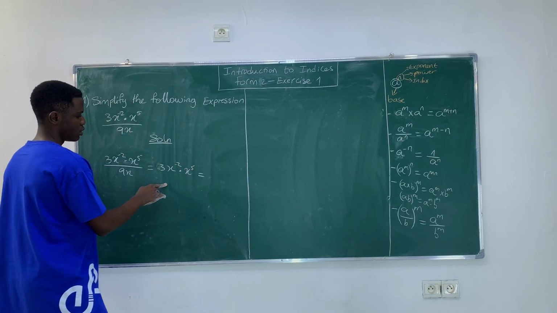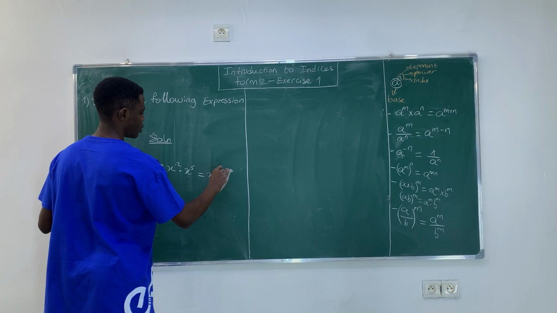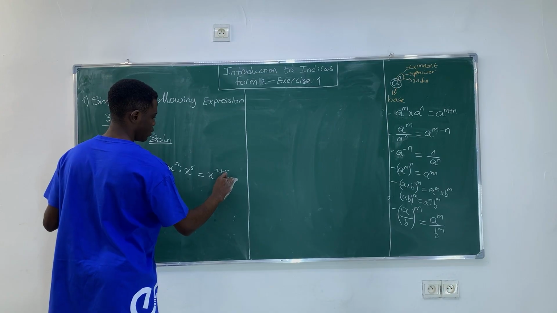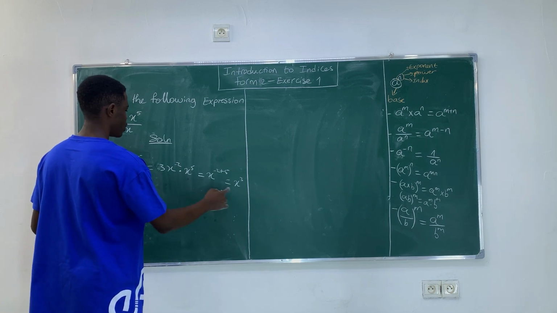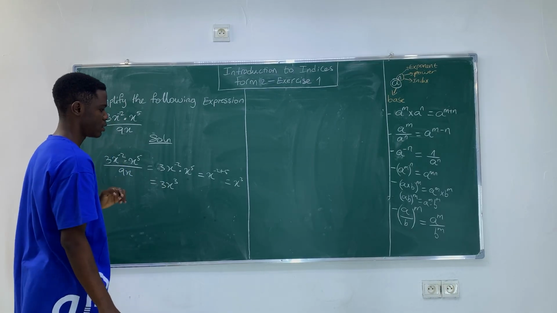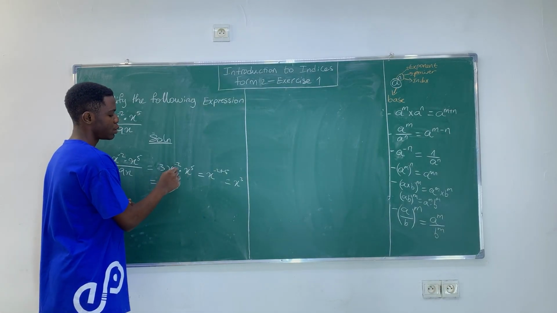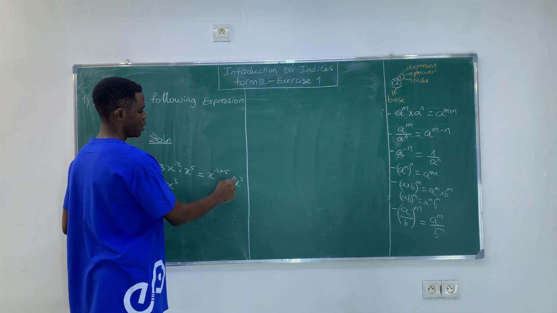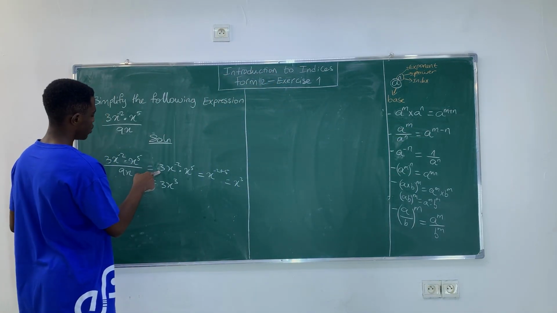What is it going to be? This is going to be x to the power minus 2 plus 5, which is equal to x to the power 3. Times this 3, which gives 3x to the power 3. So I just do x to the power negative 2 times x to the power 5, and I have x to the power negative 2 plus 5, which is x to the power 3, just like this law says. Now since there was 3 here, I put the 3 here.